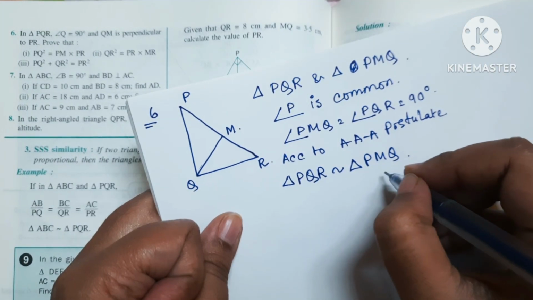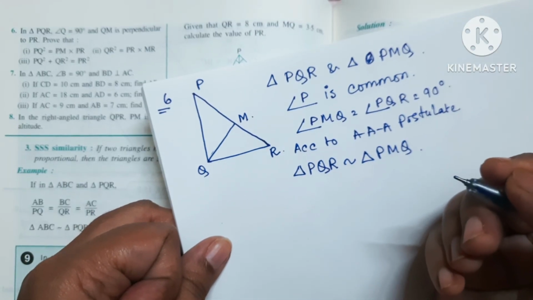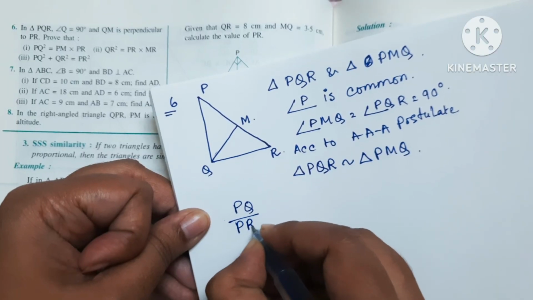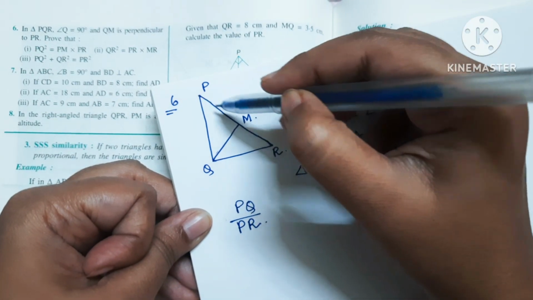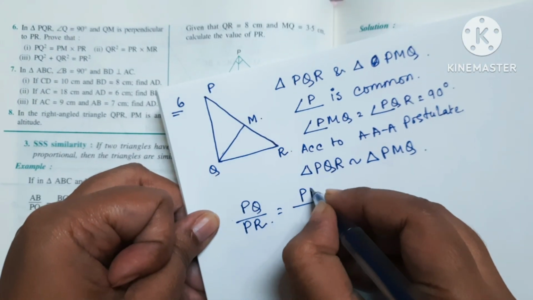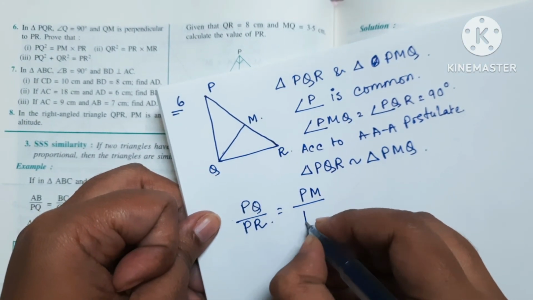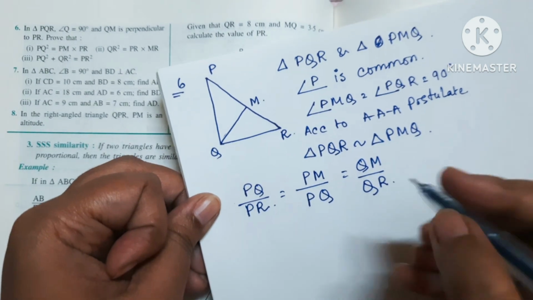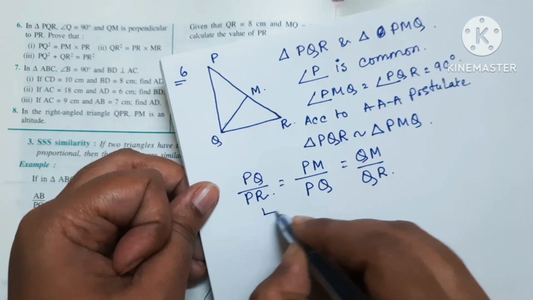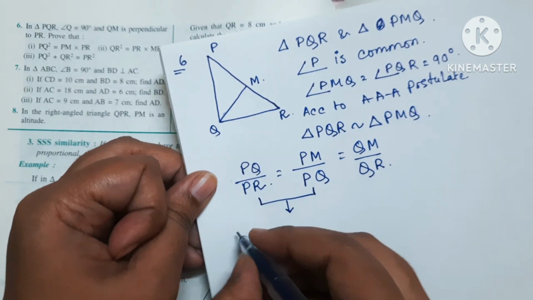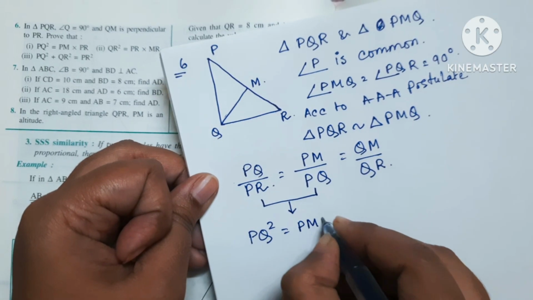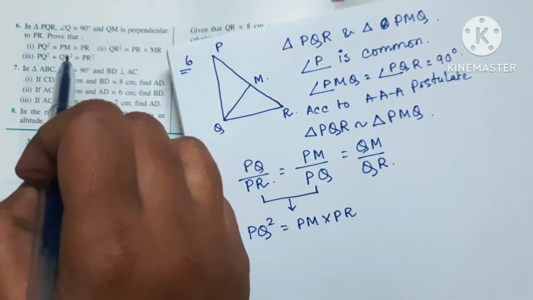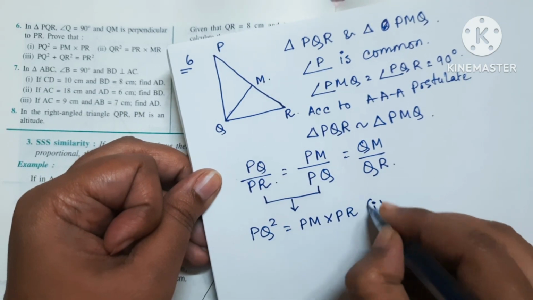From here, you can say corresponding sides are proportional. So from here, you can write PQ by PR is equal to PM by PQ is equal to QM by QR. So from these two parts, what you can say, PQ square is equal to PM cross PR. The first part, what you needed to prove, is already proved. So that is the proof of the first part.